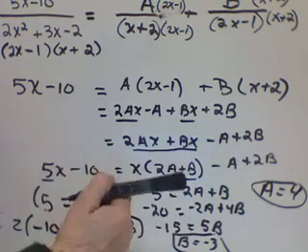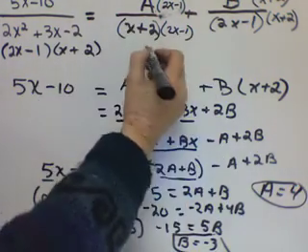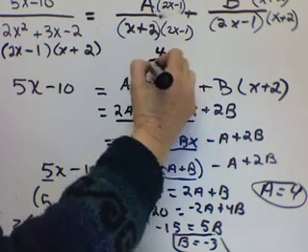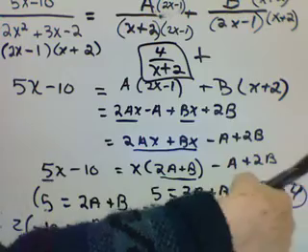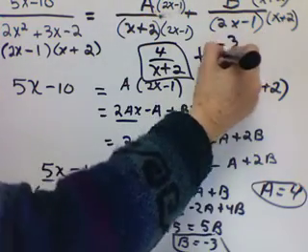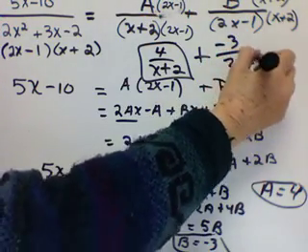So, what were the original fractions here? They were 4 over x plus 2 plus, what's the b? Negative 3 over 2x minus 1.